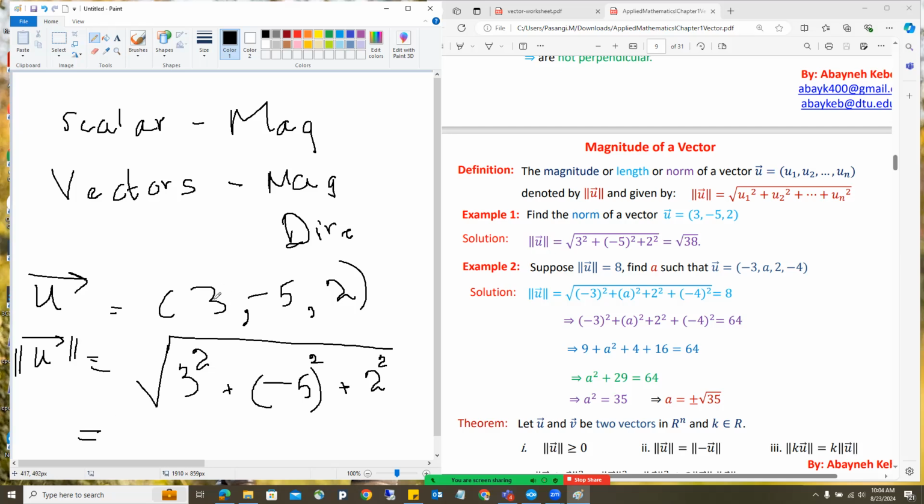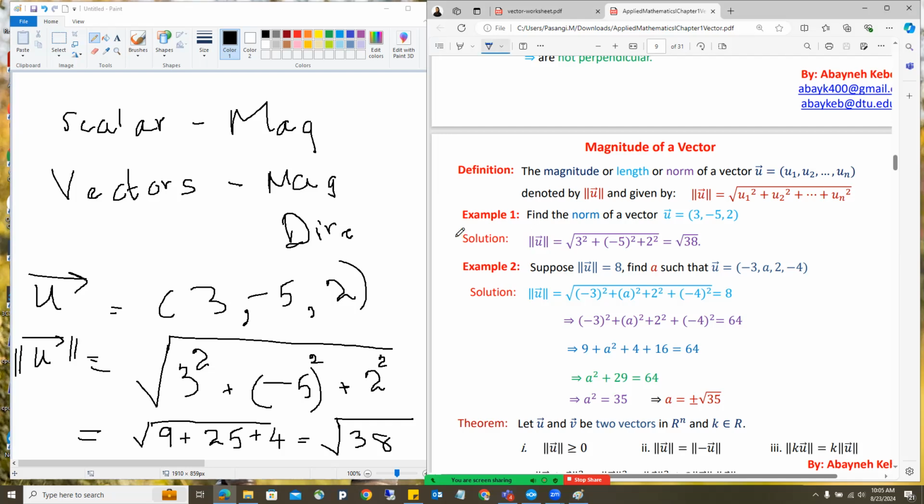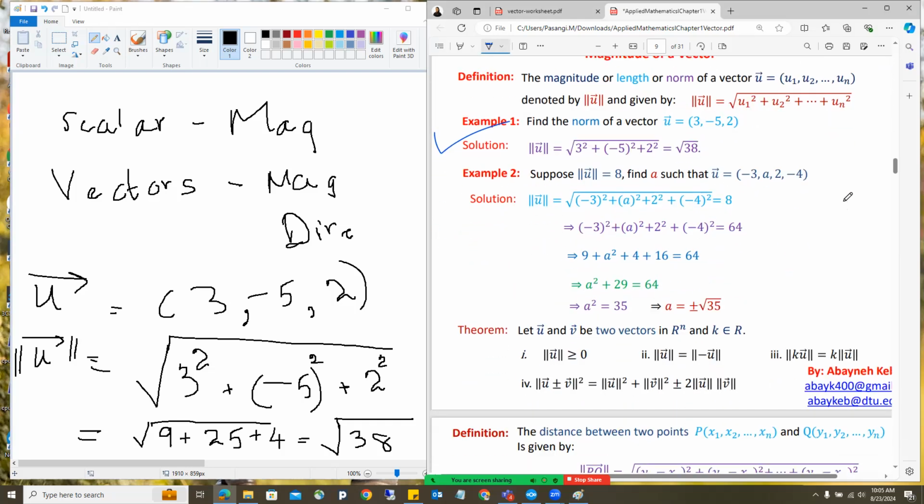We just square all these x, y, z components and add these together, and then we find the square root of this. So 3 squared, there we have 9, plus minus 5 squared, there we have 25, 2 squared, that is 4. Then the square root of this entire one would be square root of 38. That's how we find this. Okay, is it clear?